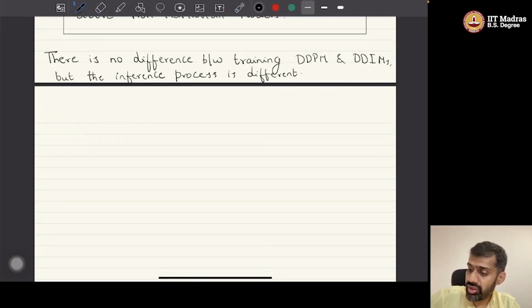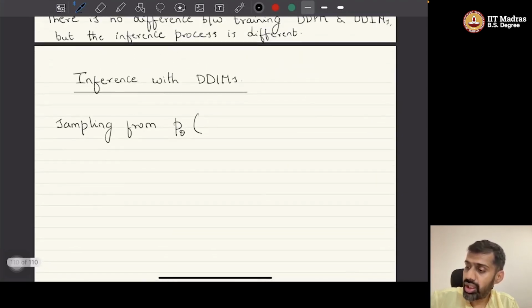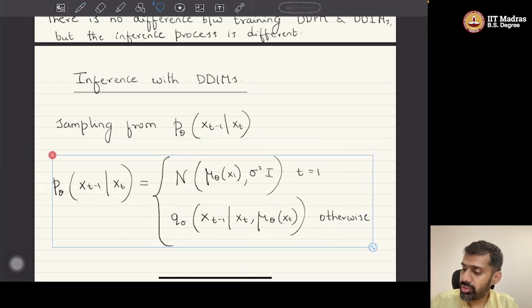DDPMs. So now, inference with DDIMs. So what is inference? As we know, it's simply sampling. Inference is sampling from the reverse process, right? That's all. It has always been sampling from p theta of x_{t-1} given x_t. This is exactly what inference is all about. And what is this? By definition, we have defined this to be this particular thing.